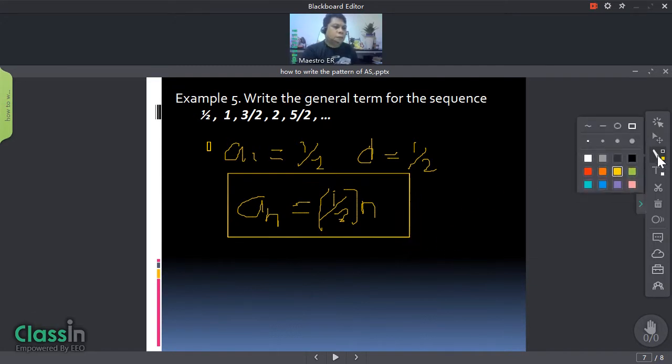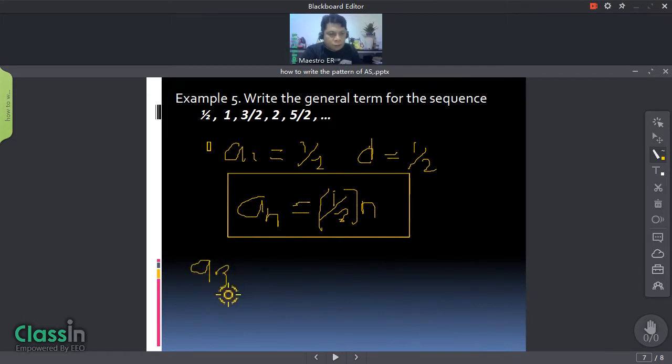Okay, so let us check for a sub 3. So 3 halves. So a sub 3 equals now to 1 half times 3. So 1 times 3 is 3 over 2. So it is equal to 3 halves. Check.